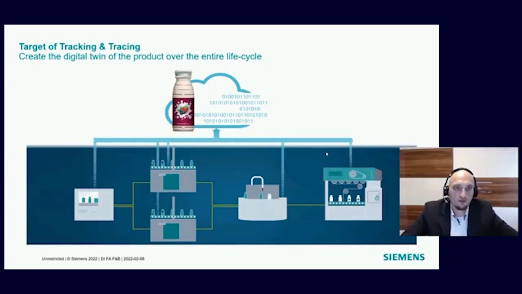So the overall target of a tracking and tracing solution is creating the digital twin of the product over the entire life cycle. What we are aiming for is to collect as much data as possible during the production process and use it to create the digital twin of the entire product. With that, we're not only looking at traditional process parameters like temperatures and pressures, but we're also looking in more detail at the materials that have been used, so the raw materials, tracking the involved lots. So this is what we are aiming for.